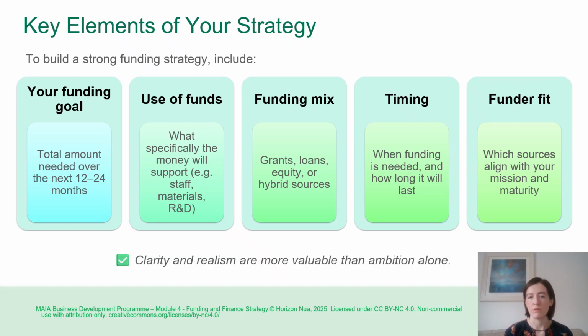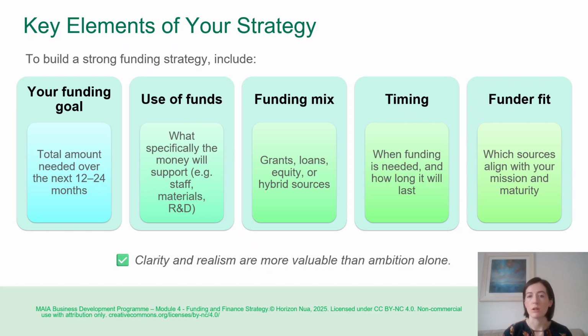Next is the use of funds. Break down what you need the money for. Maybe it's to complete a prototype, hire a part-time coordinator, run a pilot, or invest in marketing. Specificity builds trust. Then define your funding mix. Will this come from grants, loans, equity, or a blend of sources? Different goals might need different types of funding.